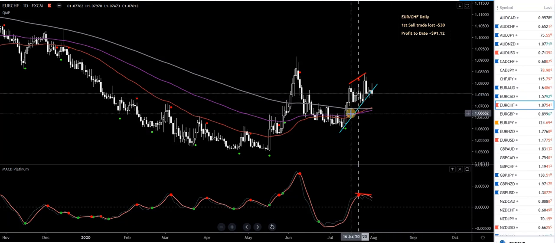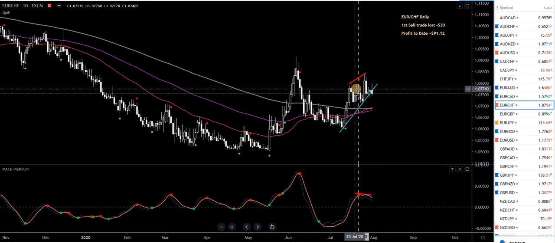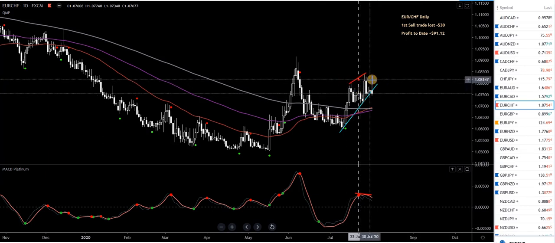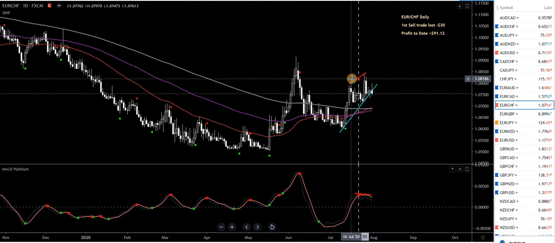Right, Euro Swiss. I was stopped out on this too. Took a loss on this sell here. My stop was just up here somewhere. Stopped me out. Well, yeah, it looks like it just stopped me out too.